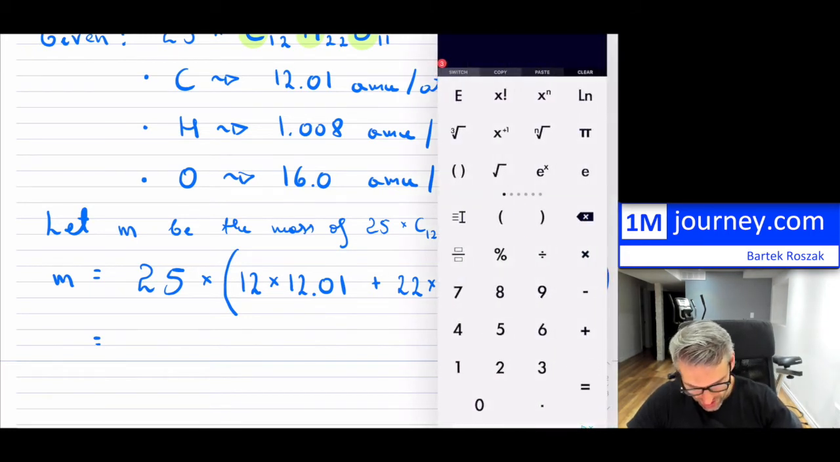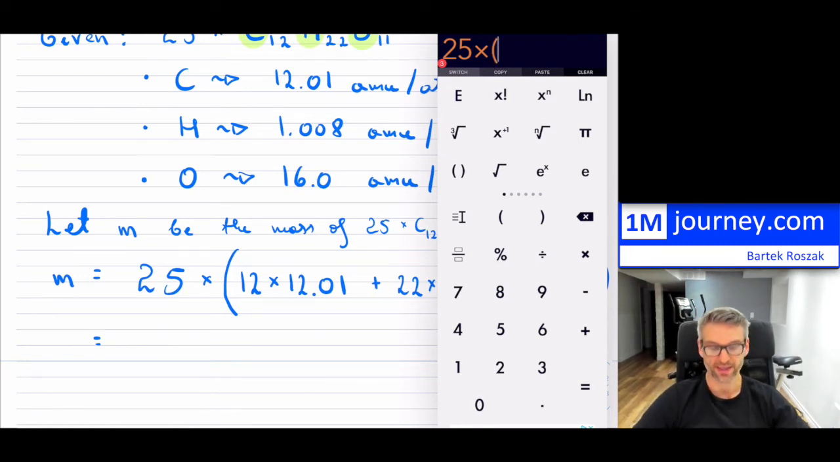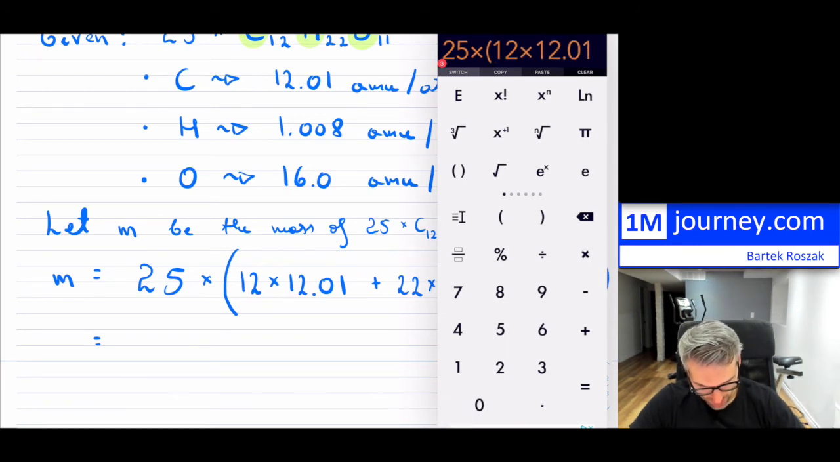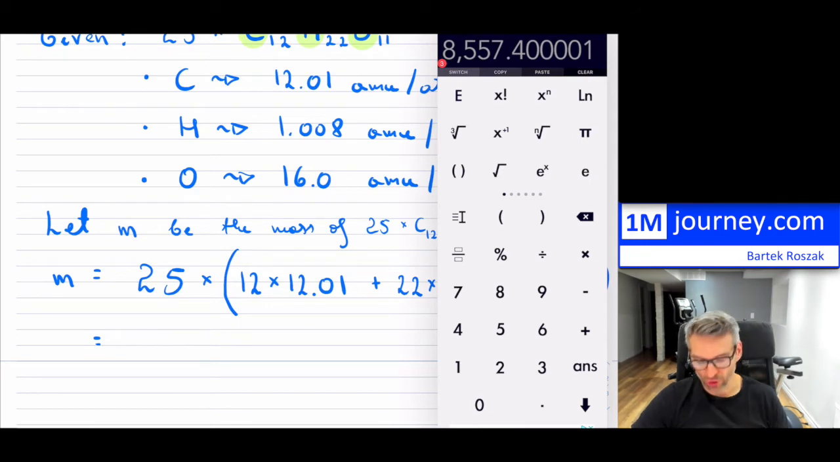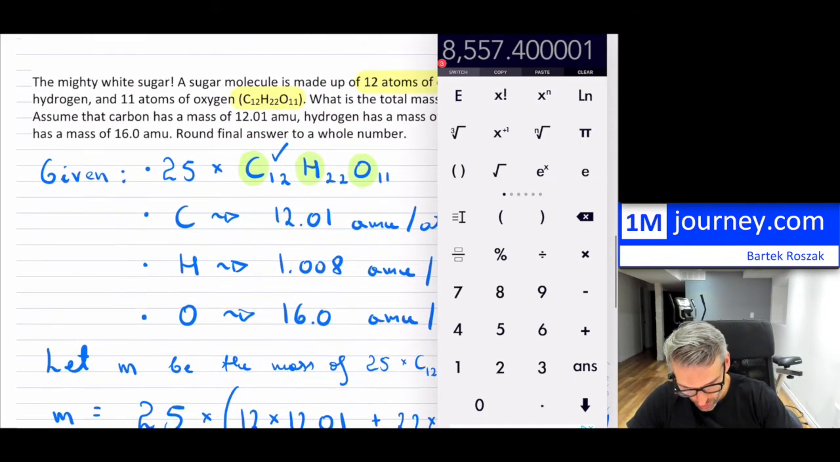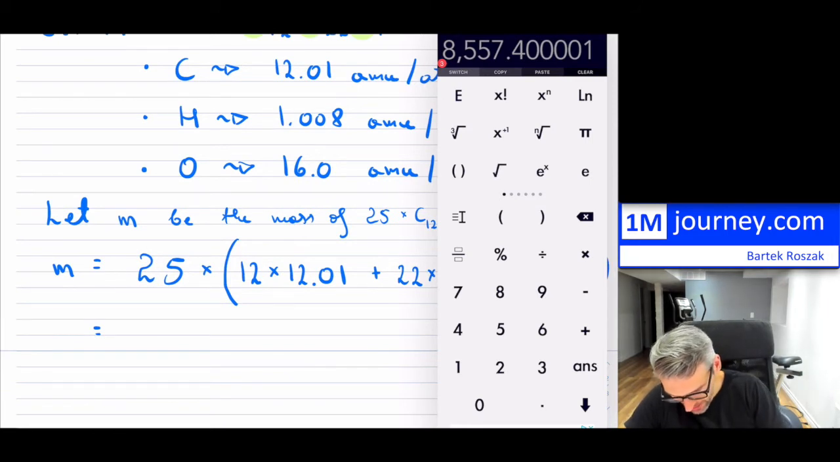Because I am using my calculator, I'm going to just write it out in full. So 25 times, and then I'm going to put this all in brackets, so 12.01 plus 22 times 1.008 plus 11 times 16, close my bracket, equals. And that gives me the total. I don't know if they asked me to round the final answer to a whole number. If it's to a whole number, that means I'm not going to have any decimal places. So that 4, I'm going to remove because I'm rounding, so it's going to be a 7.